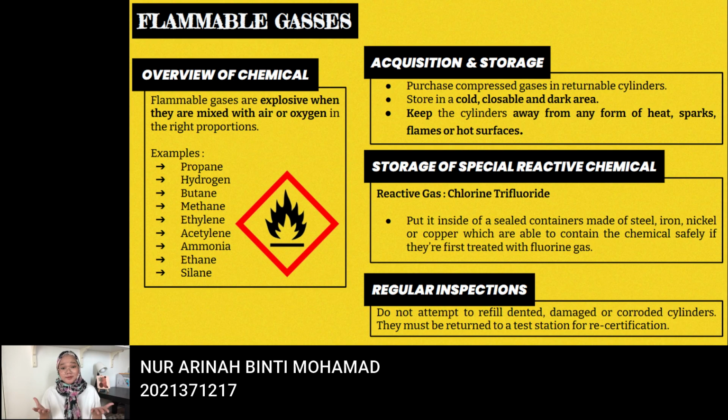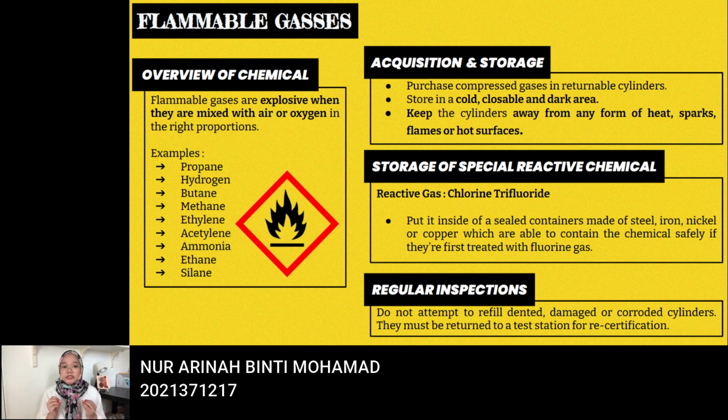What are flammable gases? Flammable gases come in a wide variety, but they all have one common denominator: flammable gas will burn when it mixes with air or oxygen and is provided with a source of ignition. Examples of flammable gases are propane, hydrogen, butane, methane, ethylene, and so on. Purchase compressed gases in returnable cylinders if available.